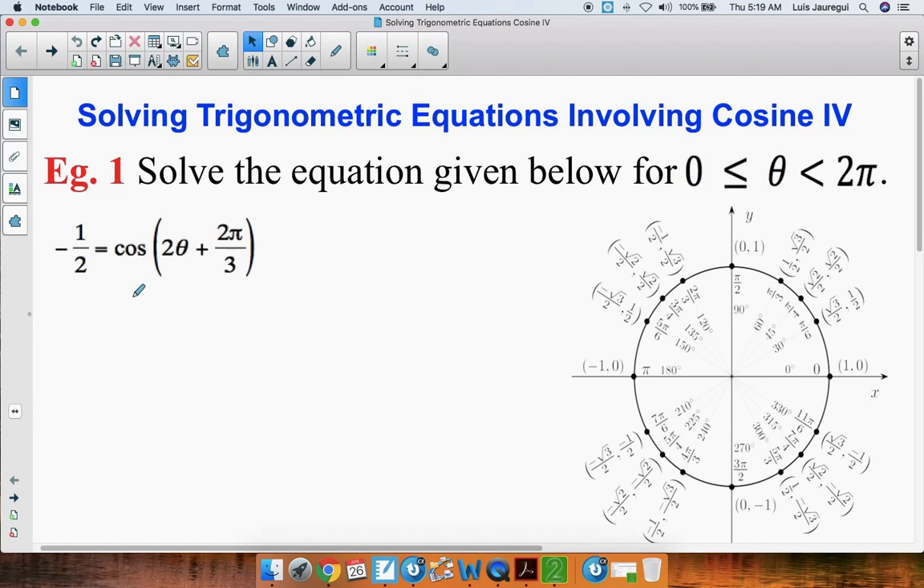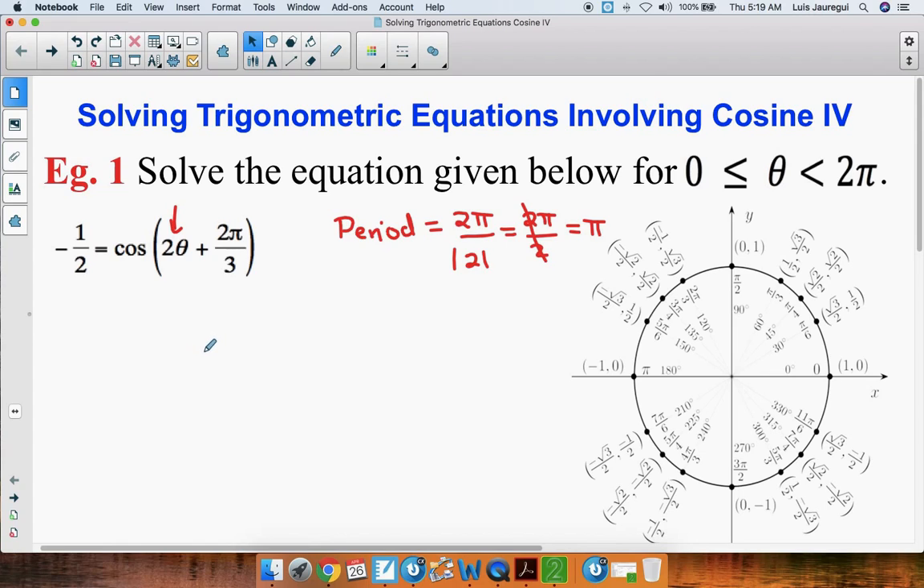So the next thing we want to do is to figure out what is the period of this function on the right hand side. Recall that the period for cosine is 2 pi, so we take the 2 pi and divide that by the absolute value of the coefficient of theta, in this case 2. The absolute value of 2 is 2, so we have 2 pi divided by 2, which is equal to pi. So the period of this particular function on the right hand side is pi.